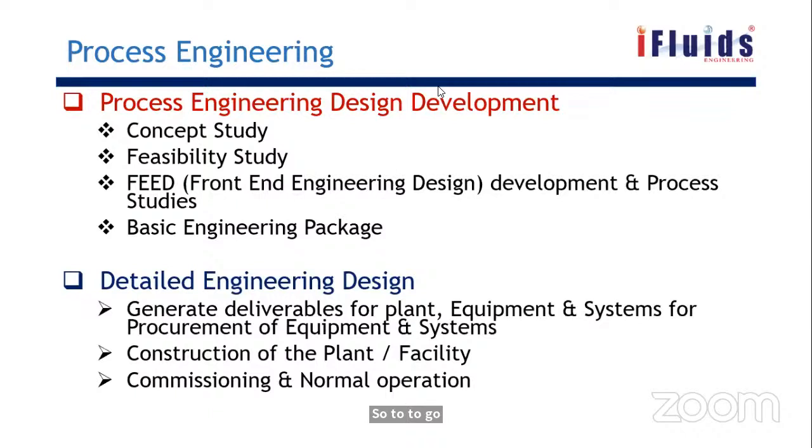To start from raw material and get to a product, first we need to do these steps: concept study, feasibility study, FEED, which they used to call front-end engineering design, and the basic engineering package, and then the detail engineering design, which is the next step before the final green signal for construction of the plant.